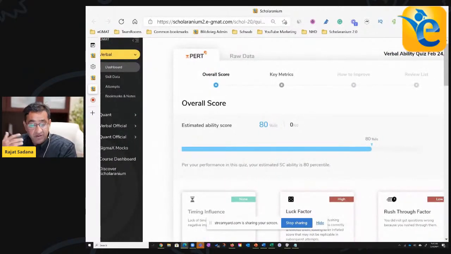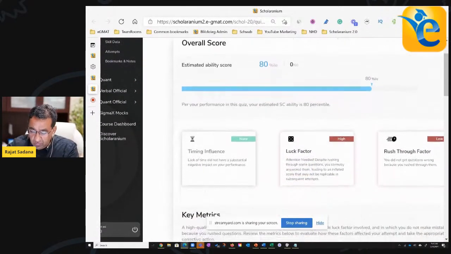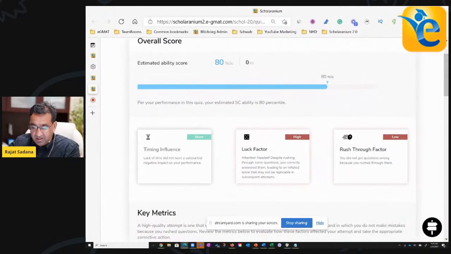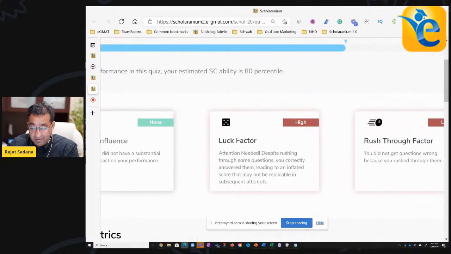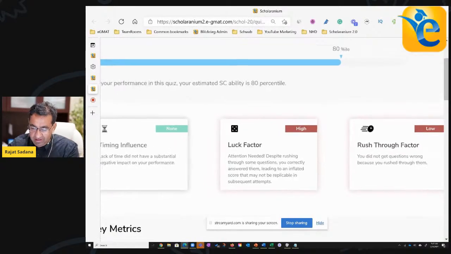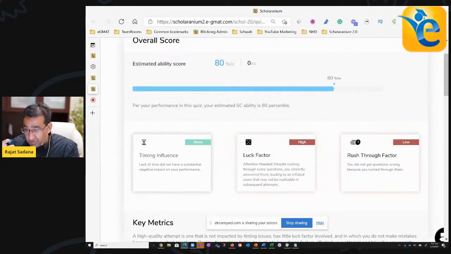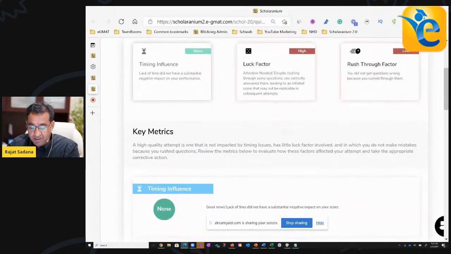Now, the first question, as you say, is can you trust the score? Which is where we look at three pieces: timing influence, luck factor, and rush through factor. And when you look at this, you see the luck factor is high. So this student, even though he or she got an 80th percentile, is not likely to repeat the same score again. Why? Because he or she rushed through certain questions and yet got them correct, which is what we call getting lucky, right? Which means it led to an inflated score that could be an issue.